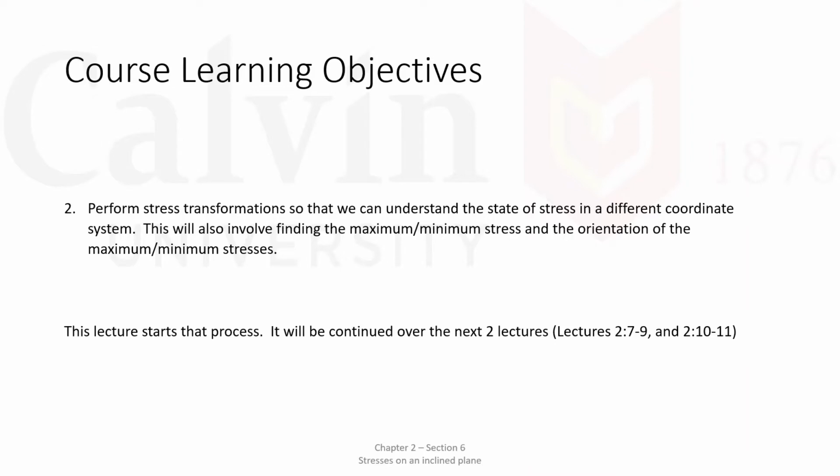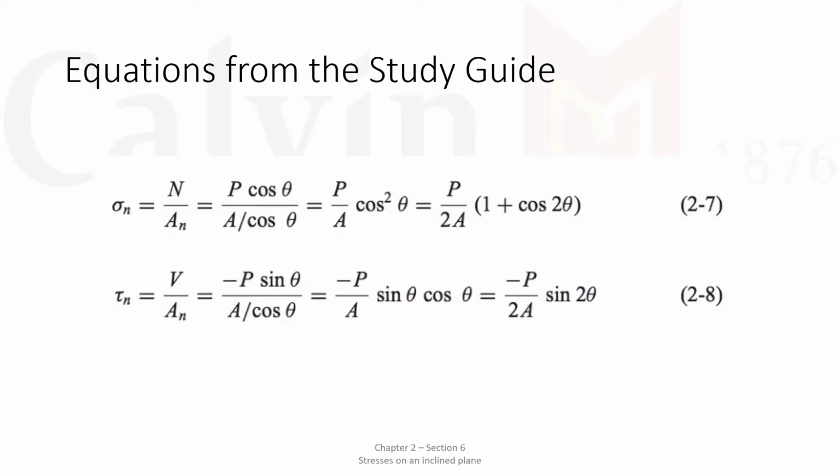So this lecture starts this process. It's going to be continued over the course of Chapter 2. That's what Chapter 2 is about. But we've got a couple more lectures about this topic that we're going to go through. The equations that we're going to need from the study guide are equations 2.7 and 2.8. I'm not going to tell you what those details are right now. We'll derive those equations and then we'll start to work with them. That's where we're headed.